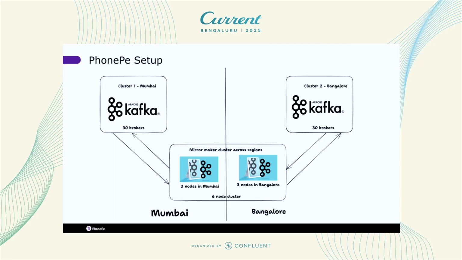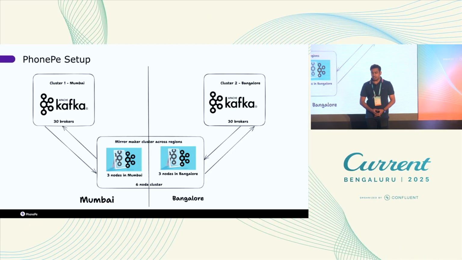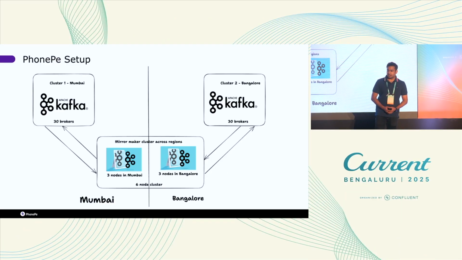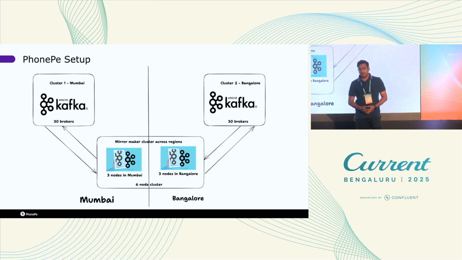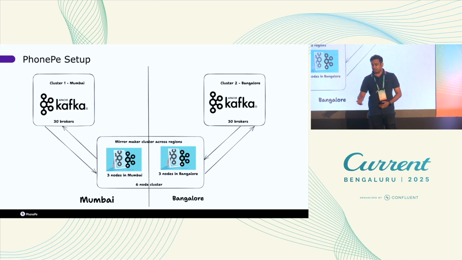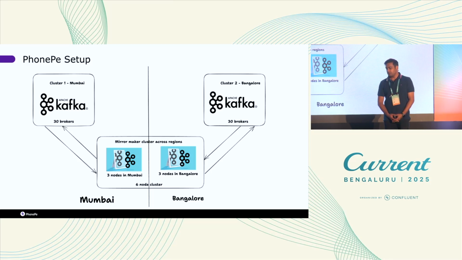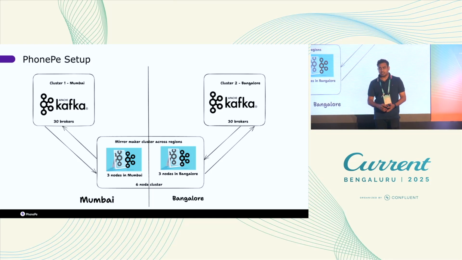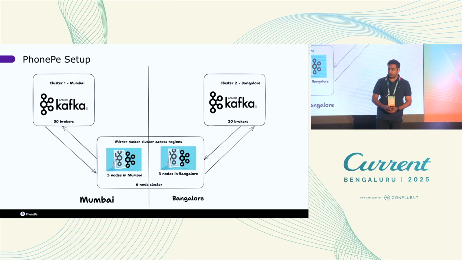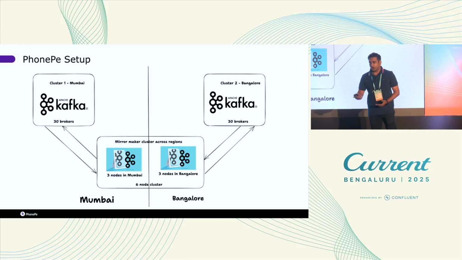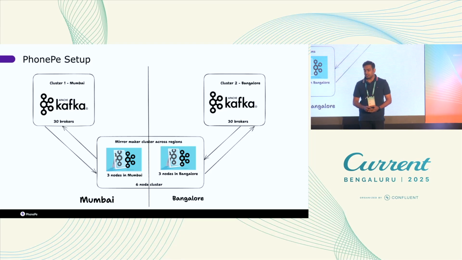Okay, now I'll talk about one of the clusters which we have at PhonePe and the MirrorMaker setup of that. We have two regions, one in Mumbai and another in Bangalore. We have a 30-node Kafka cluster in the Mumbai region and a 30-node Kafka cluster in the Bangalore region. Those are replicated using a 6-node MirrorMaker cluster. 3 MirrorMaker nodes are in Mumbai and 3 MirrorMaker nodes are in Bangalore. It's a shared cluster for isolation and for active-active setup.